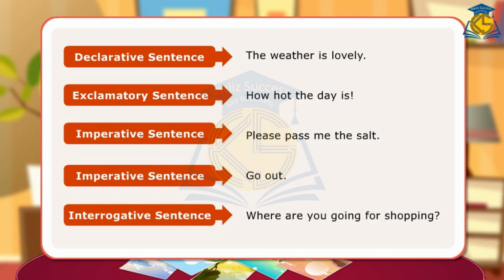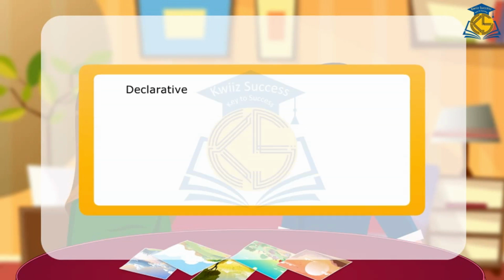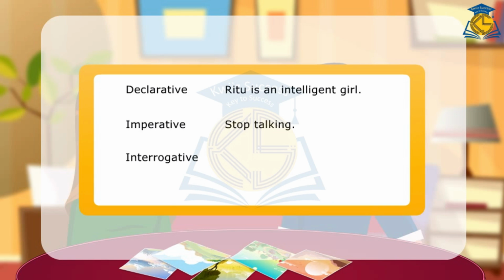Here are a few more examples of four kinds of sentences. Declarative: Ritu is an intelligent girl. Imperative: Stop talking. Interrogative: How will you go home? Exclamatory: What a wonderful surprise!